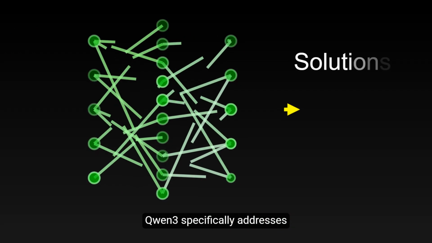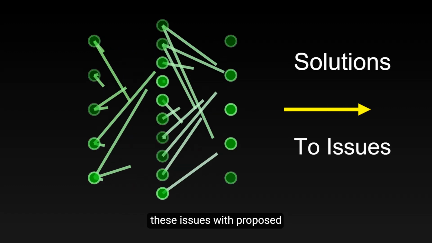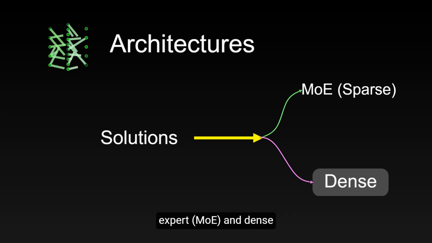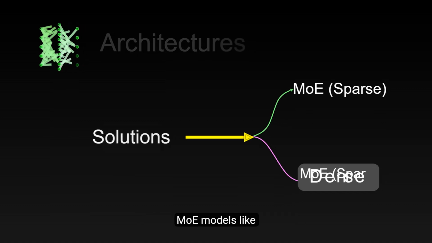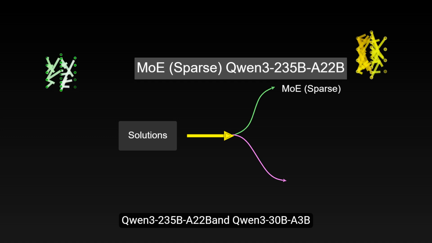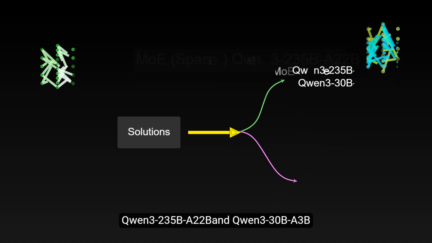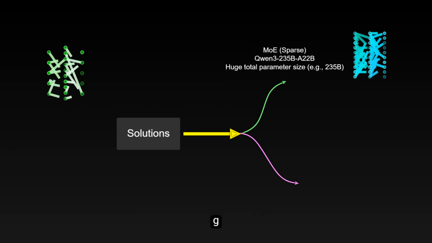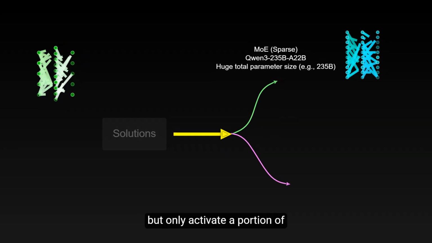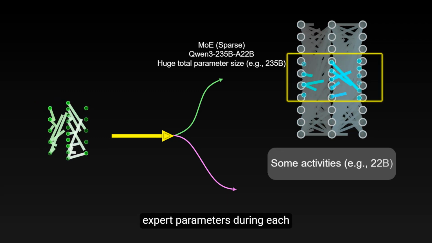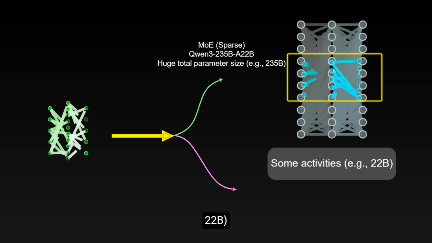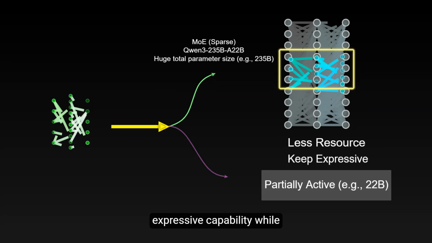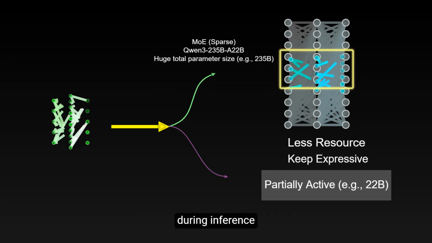Qwen3 specifically addresses these issues with proposed solutions. It has two architectures: sparse expert, MoE, and dense. MoE models like Qwen3 235B A22B, Qwen3 30B A3B, have a very large total number of parameters, e.g. 235B, but only activate a portion of expert parameters during each inference, e.g. 22B. This ensures the model's expressive capability while reducing resource consumption during inference.